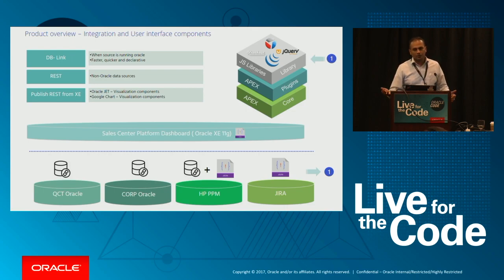For JIRA, we had to use REST APIs to pull the information. In addition to that, since some of the visualization components, like Oracle JET, required us to publish the data as JSON, we stood up an ORDS instance to publish some of this information out as JSON, and then consume it in the Oracle JET visualization component. And I'll show a quick demo of that. Any questions?